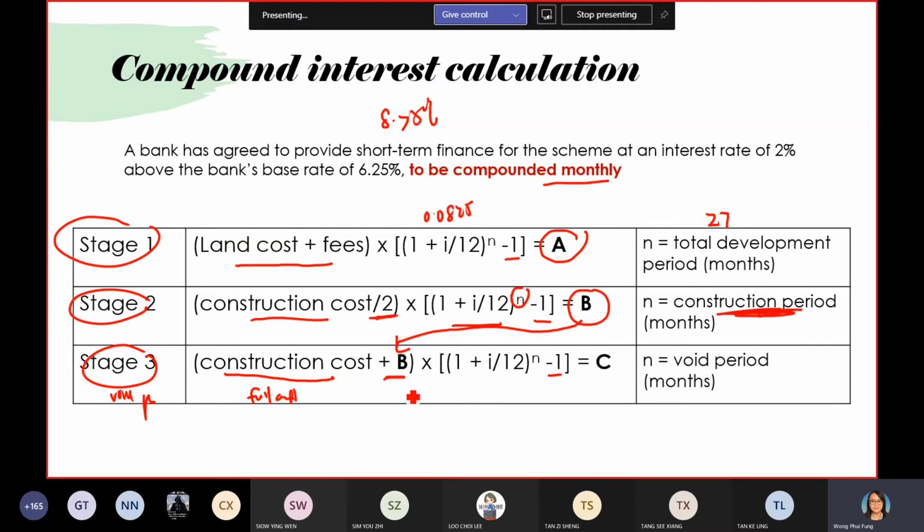Why carry forward? Because once the building is completed, the interest charge will accumulate and roll to the next stage. Okay, interest will accumulate and roll to the next stage. So that's why here you need to plus the B. Here everything remains the same, just that the n you use is the void period. Okay, so this one takes time to digest.